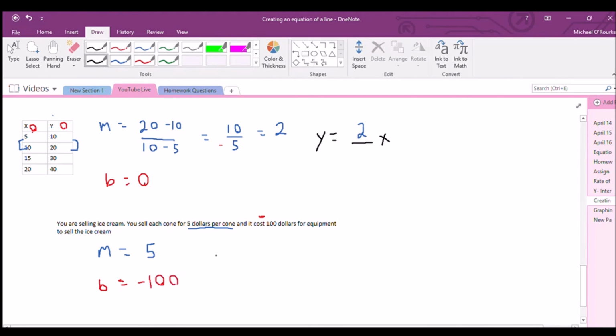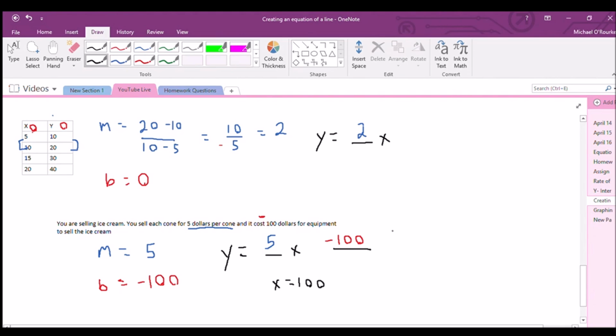So if I fill in my info, y equals blank x plus blank. Here's my 5. And here is minus 100. Now, I'm not going to have a plus and a minus together, so I'm just going to get rid of that. So the equation is 5x minus 100. So let's say I sell 100 cones that day, right? My x is going to be the number of cones. Let's make x equal to 100.